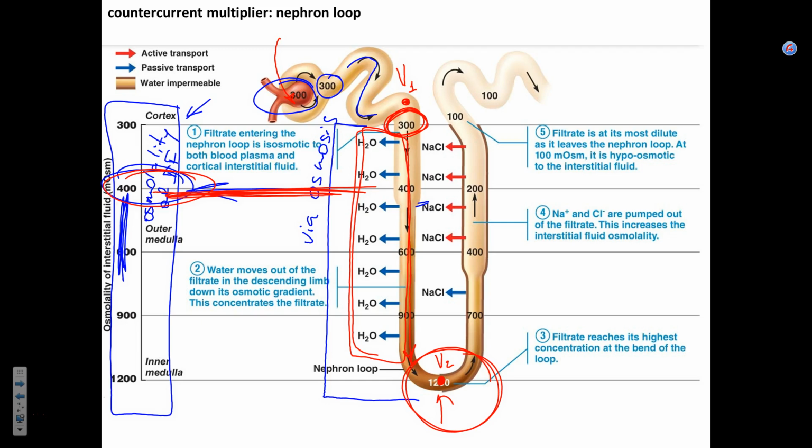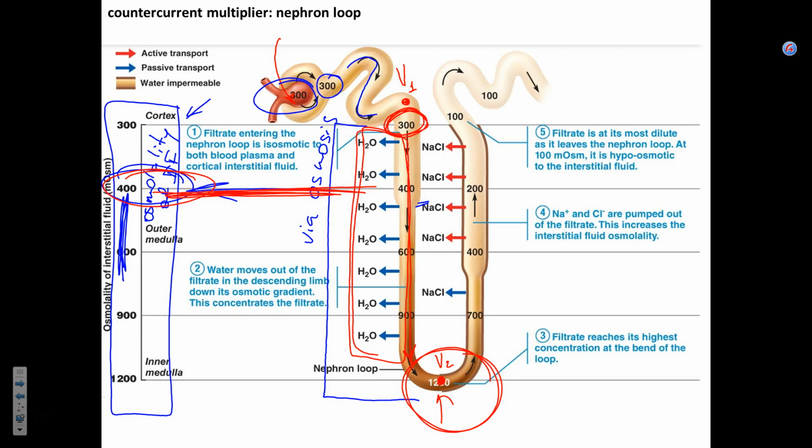Do you understand why? What happens in the descending limb? Water gets reabsorbed. So water leaves the filtrate, right? So the volume of filtrate progressively decreases. Remember, that's a schematic. Don't pay too much attention to the actual diameters and stuff like that. You see what I'm saying? So the volume of the filtrate decreases because water gets reabsorbed. Is that understood? Got it?